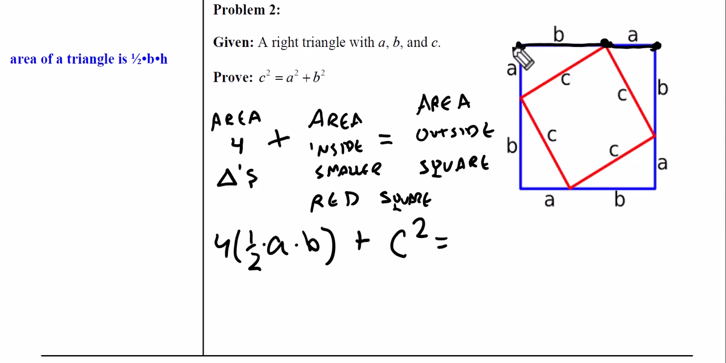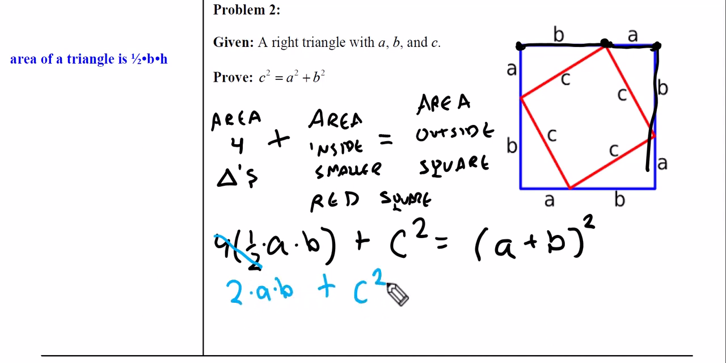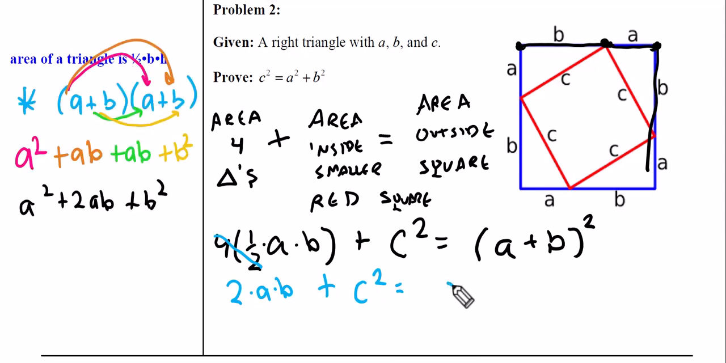This should remind you of the segment addition postulate, right? The segment addition postulate says you can add those line segments together. So that's what I'm proposing to you, that this side from here to here is a plus b. And because I want the area, it's squared: (a plus b) times (a plus b). If we go ahead and do our math, 4 times 1/2 is 2, so 2ab. The c squared is c squared. And then (a plus b) squared. If I FOIL that, I'm going to get a squared plus 2ab plus b squared.